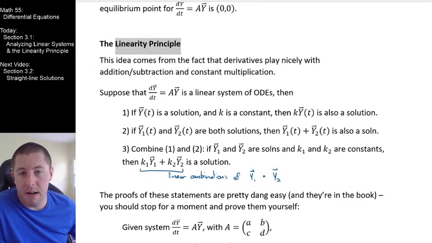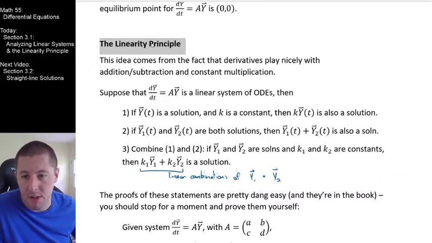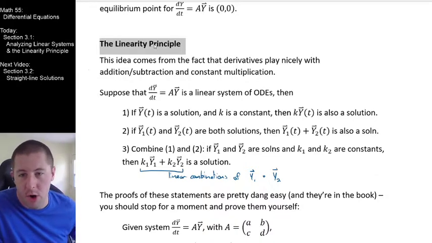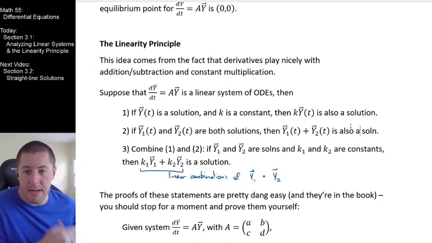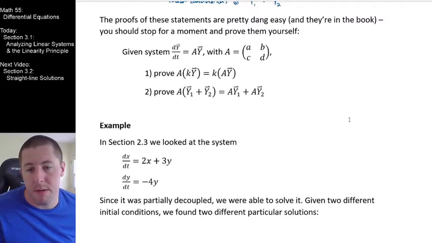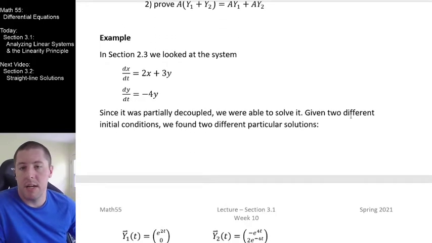And again, the linearity principle is going to be our one guiding theorem that's going to provide our general solutions to systems of differential equations for this entire chapter. This is not just some stepping stone for us. This is a cornerstone instead for all of chapter 3. Without the linearity principle, we'd be dead in the water right now. So this is pretty important right here. So let's look at an example.